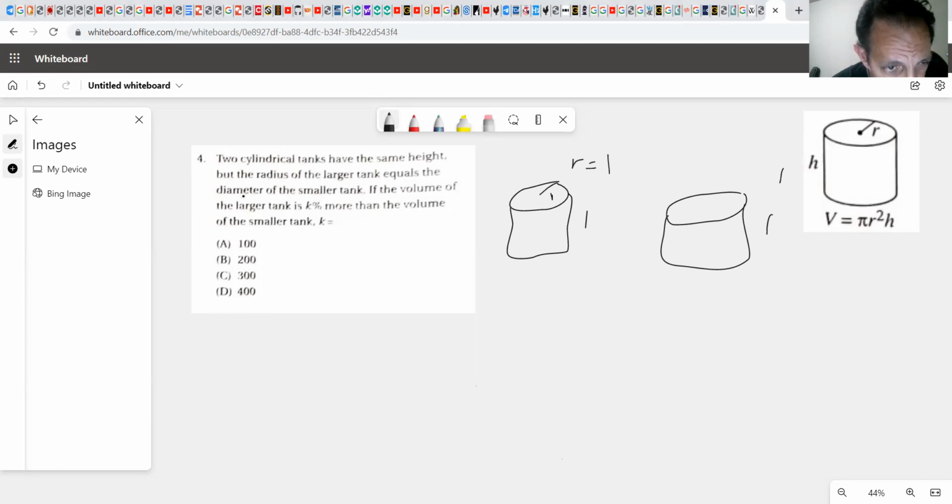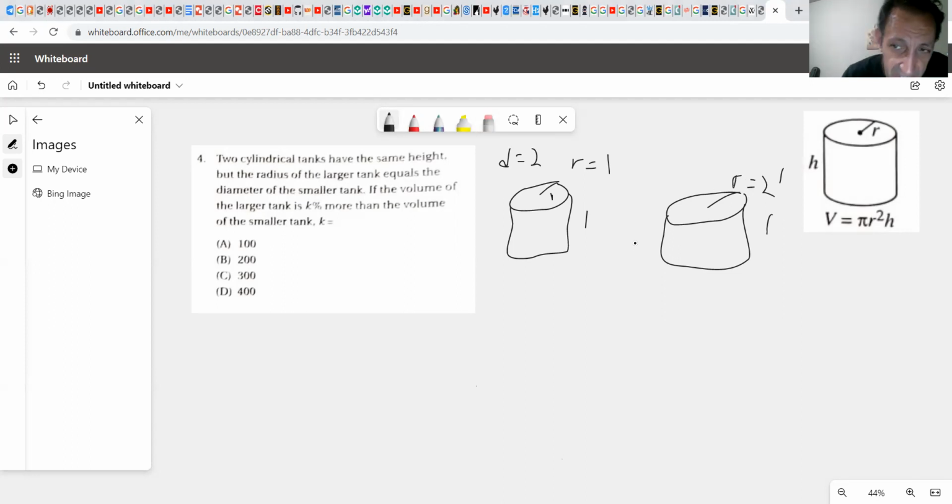In this case, the radius of the larger tank equals the diameter of the smaller tank. The diameter of the smaller one would actually be 2, because to get the diameter you take 2 times the radius. So the radius of this one is going to be 2.